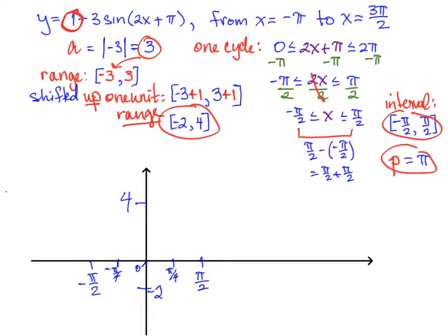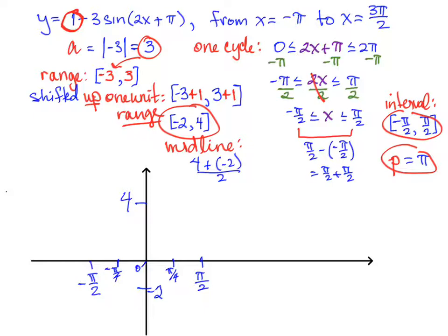Now, before we start graphing, we need to know where that midline is, because we had a vertical shift. We know we're shifting everything up. So where's that midline? Well, it's halfway between our highest point and our lowest point. You could either do it graphically or do it arithmetically. And so I'm doing it arithmetically.